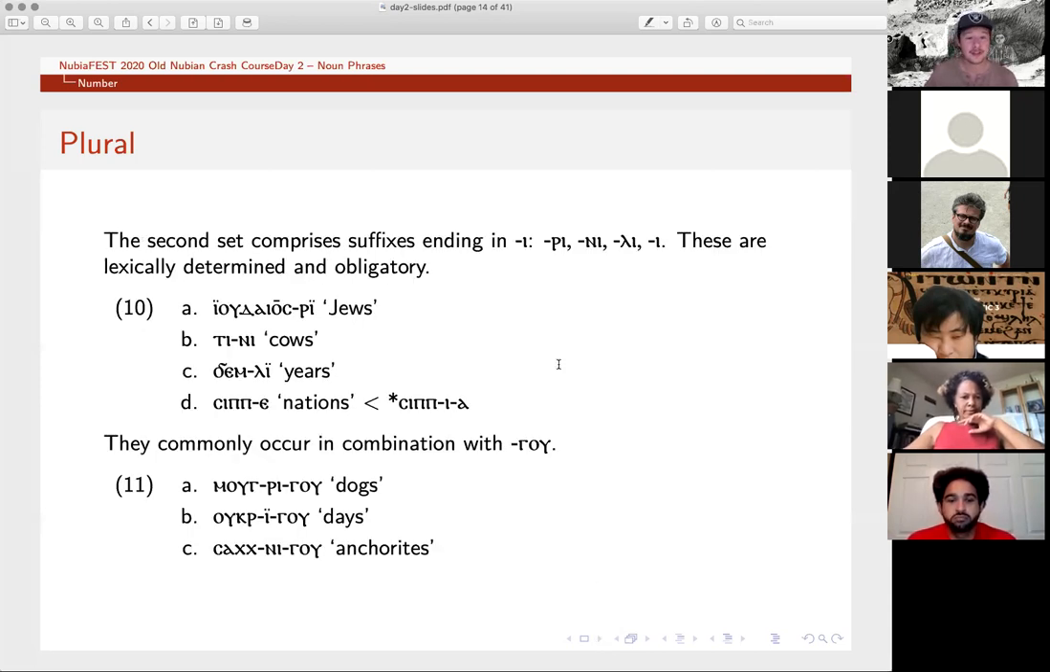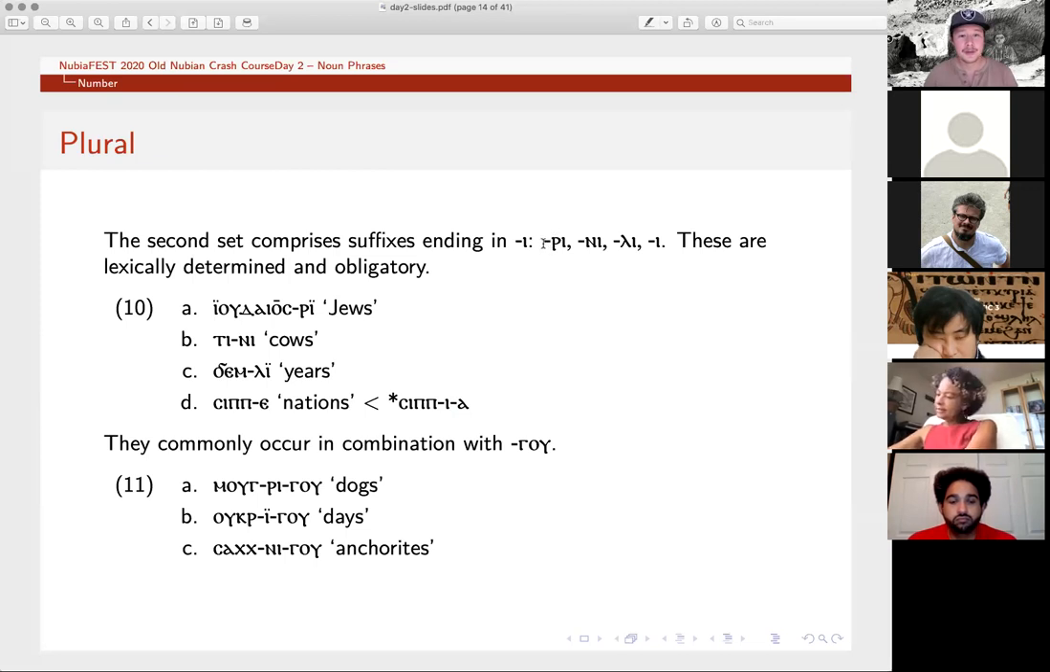The second set of suffixes are plural suffixes in e. These are definitely older than the ones in gu, in the sense that plural suffixes in e are widespread throughout Nubian and Northern East Sudanic languages. So this is definitely the older plural marking, with gu being the innovative plural marking. And we find them quite regularly on different words, even on loan words. So you see, for example, here, Yuda Yosri for Jews, Tini for cows, Jemli for years, and Sippe for nations, where the epsilon here is actually a contraction of a yod and an alpha.